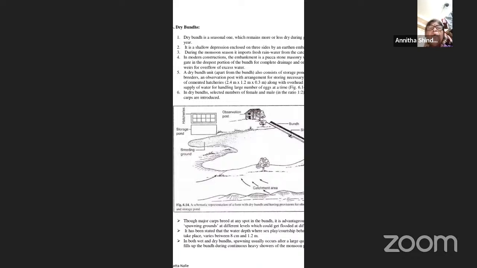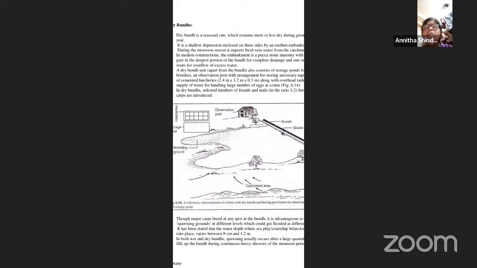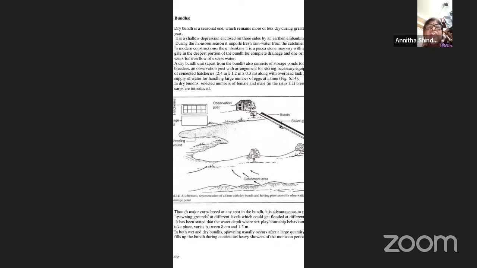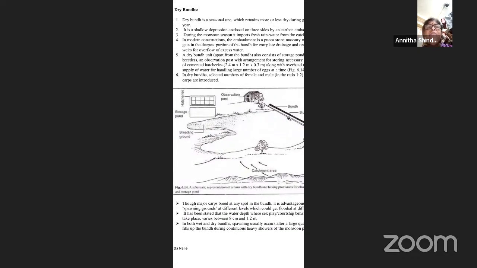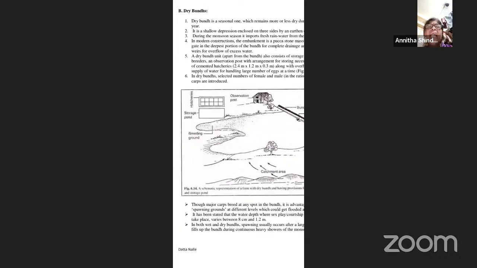Then there is an observation post with arrangement for storing the necessary equipment that is required. Also, a set of cemented hatcheries will be placed beside this dry bund, along with an overhead tank and a regular supply of water for handling a large number of eggs at a time. So that is what the construction is.